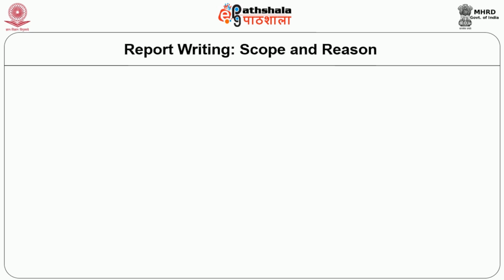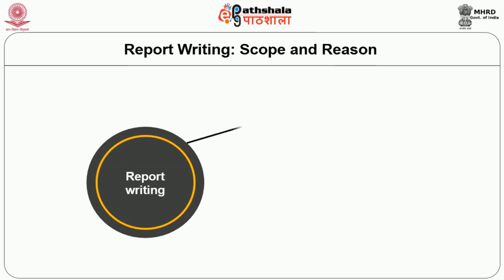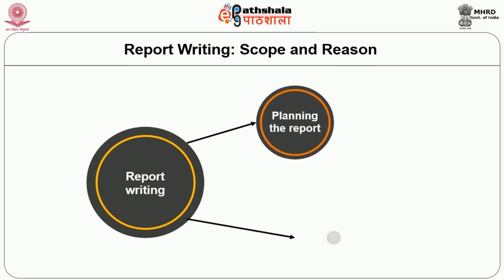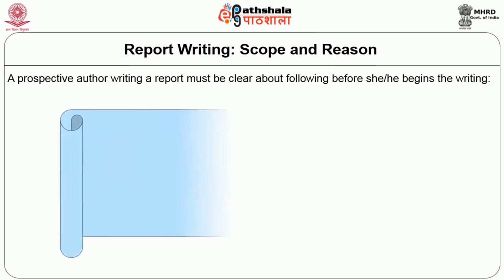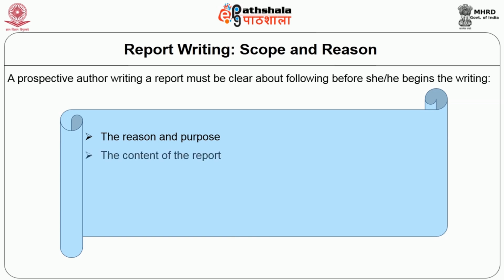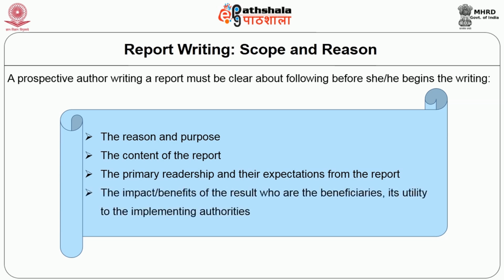Now we discuss the scope and reason for report writing. One can divide report writing into two stages, namely planning of the report and the actual writing process. A prospective author writing a report must be clear about the following before he or she begins writing. First, the reason and purpose, then the content of the report. Thirdly, the primary readership and the expectations from the report. And finally, the impact or benefit of the results. Who are the beneficiaries, its utility to the implementing authorities.